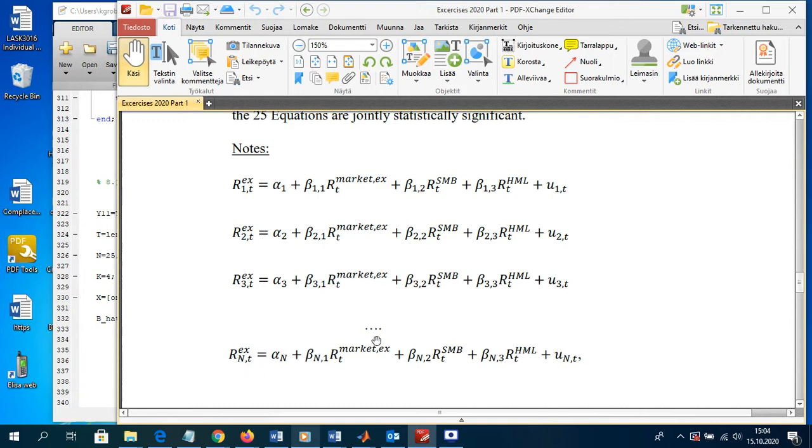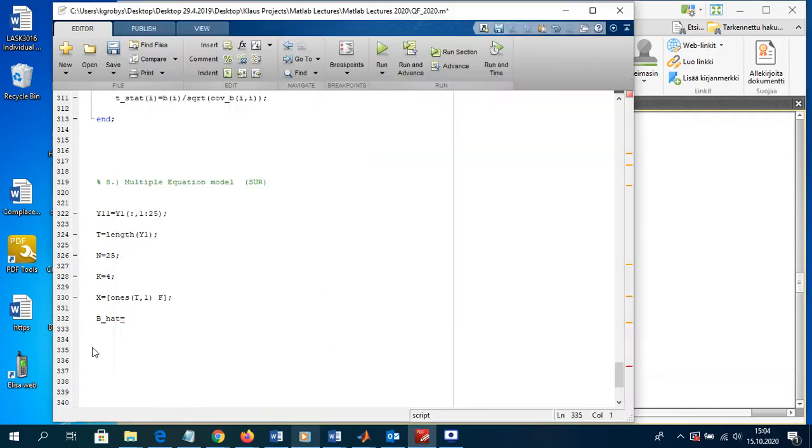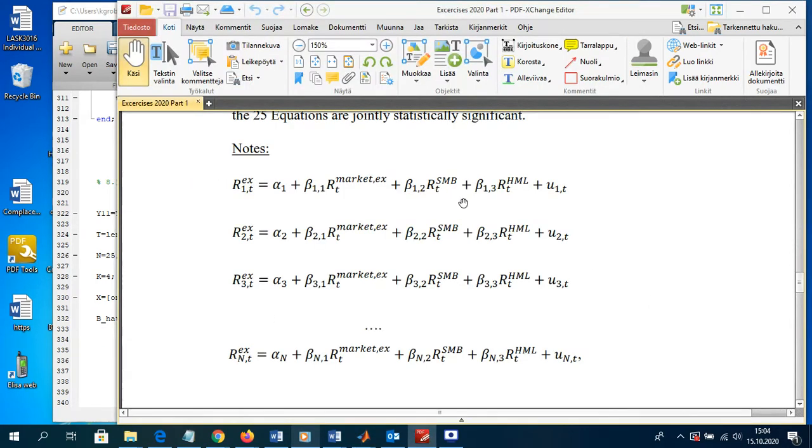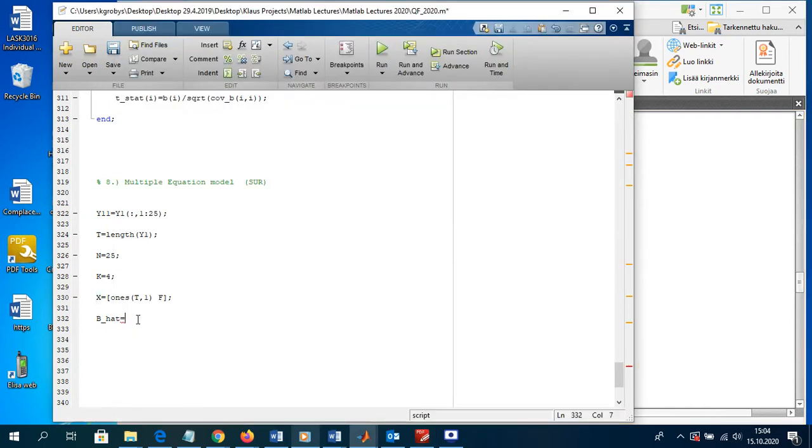Our overall column vector will have 25 by 4, which is 100. This will be a 100 by 1 vector. Beta underscore hat will be a 100 by 1 vector.